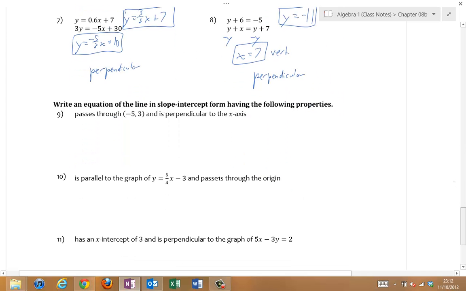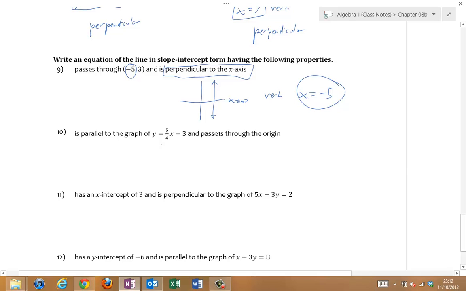So, last set. Write an equation having the following properties. Passes through (-5, 3) and is perpendicular to the x-axis. Perpendicular to the x-axis, let's sketch this thing. Here's the x-axis. Perpendicular means it's doing something like this. That is a vertical line. All vertical lines have x equals equations. So, x equals, oh, look, there's -5. You're done.